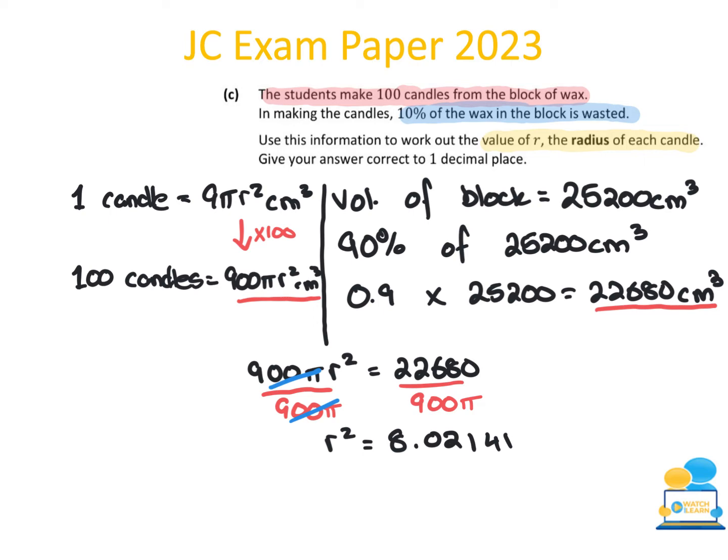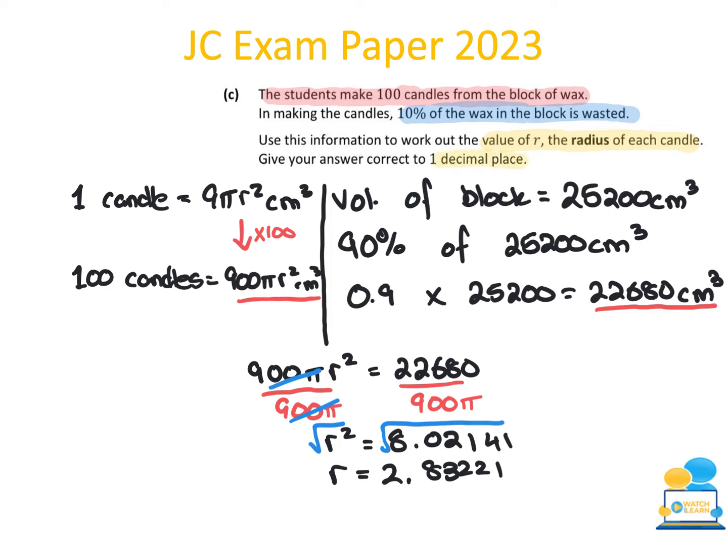I don't want r squared, I want r. So to remove my square, I'm going to do the square root on both sides. I'm going to square root the left and square root the right. That will finally leave me with just r on the left. Once again, inputting into your calculator the square root of 8.02141, it gives me an answer of 2.83221.